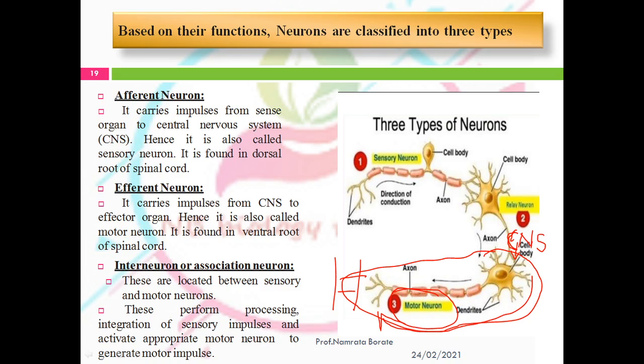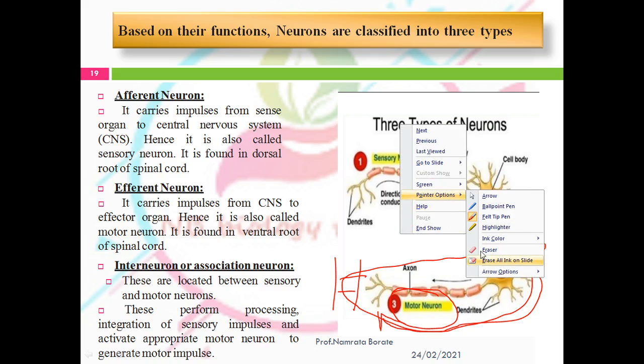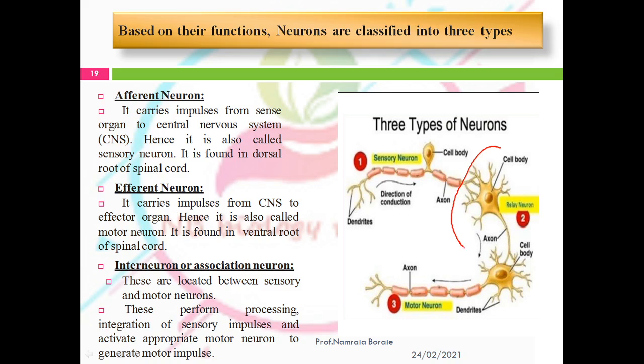It is found in the ventral root of the spinal cord. The third type is the interneuron, also called the association neuron. This middle neuron is located between the sensory neuron and the motor neuron. It performs the processing and integration of the sensory impulses and activates the appropriate motor neuron to generate the motor impulses.